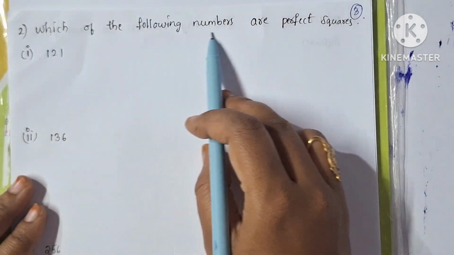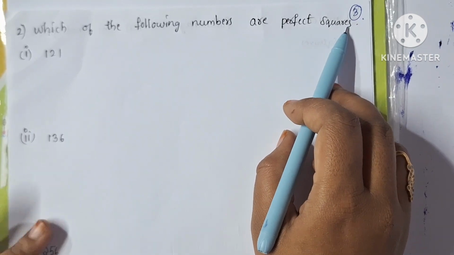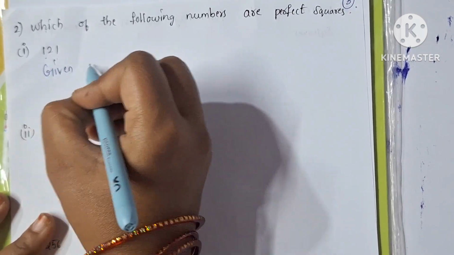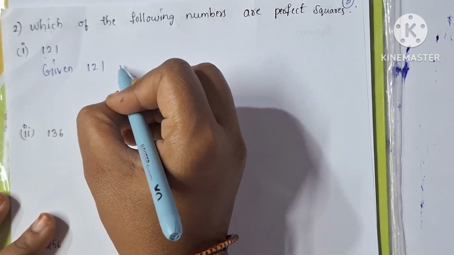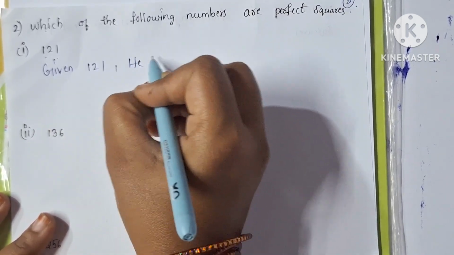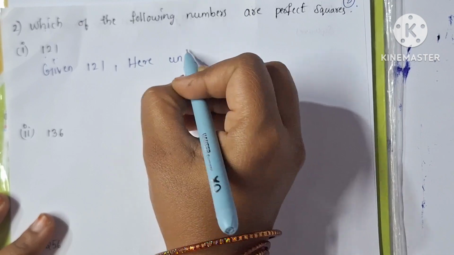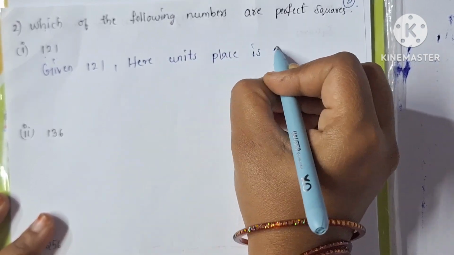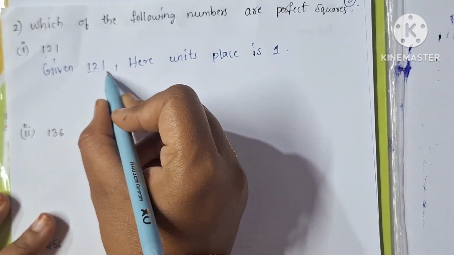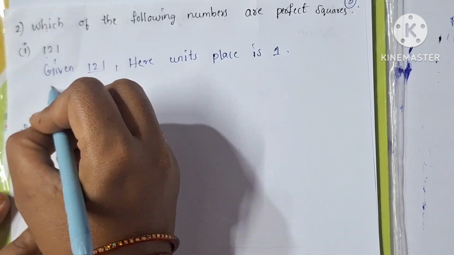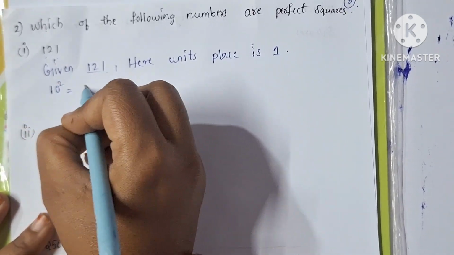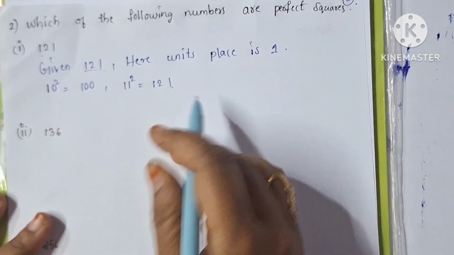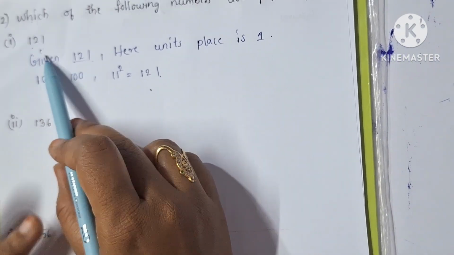See, which of the following numbers are perfect squares? What is given? 121. Here, the units place is 1. Therefore, 121 might be a square number. What is 10 square? 100. What is 11 square? 121. That's it. This is a perfect square.